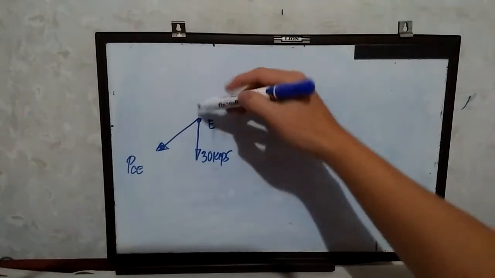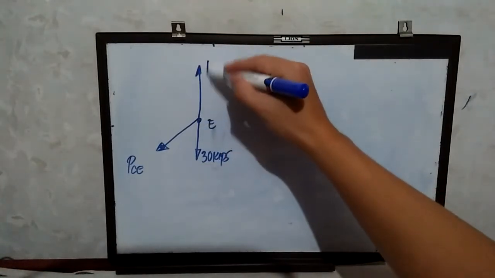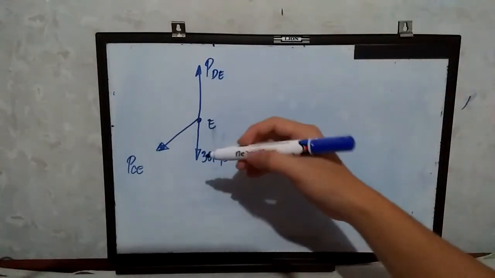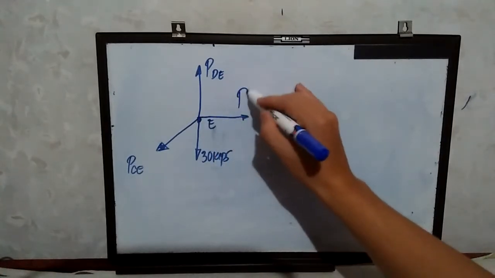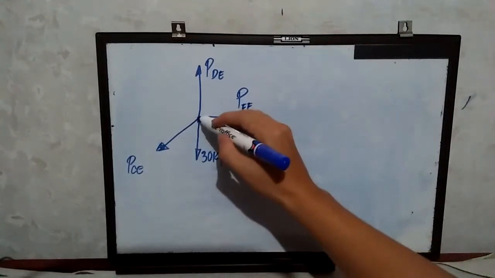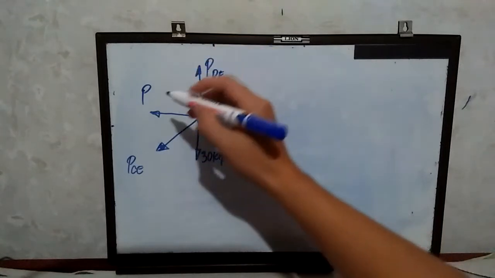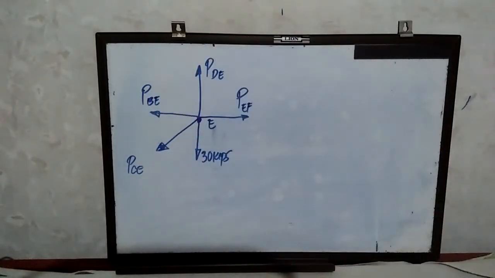Then we have here member DE going up. This is just an initial assumption, okay? Member P sub DE. And we have going at this direction, this is member P sub EF. And going to the left is member P sub BE. So this is the free body diagram at point E.